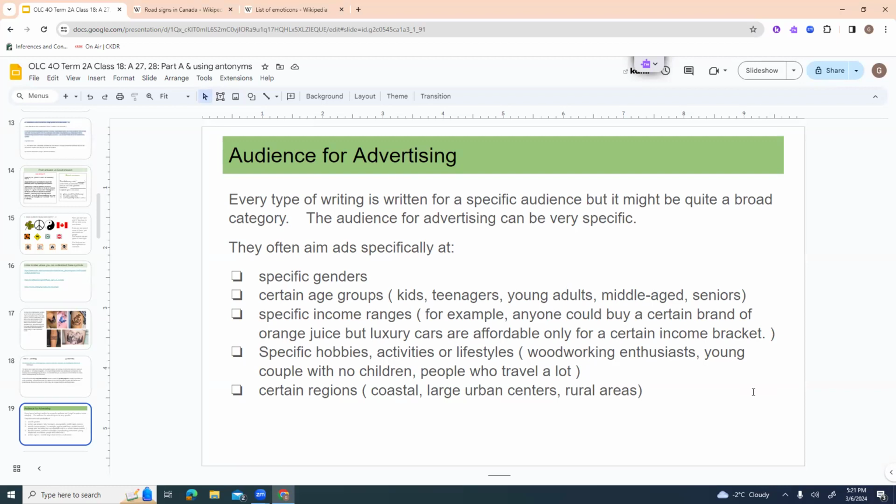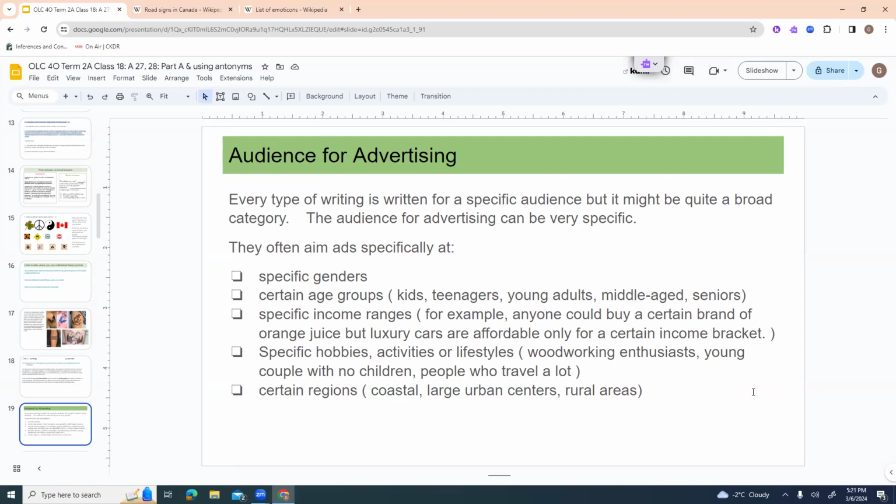For example, anyone can buy a certain brand of orange juice, but luxury cars are affordable only for a certain income bracket. So they might slant how they sell it a little bit differently than if they were trying to make it more appealing to a wider range of people.